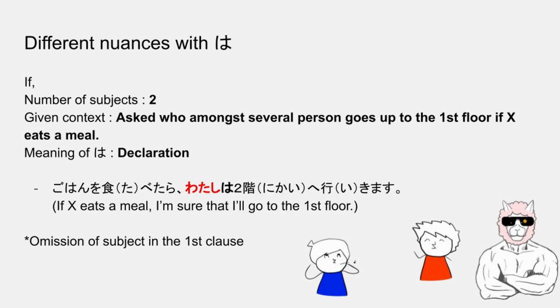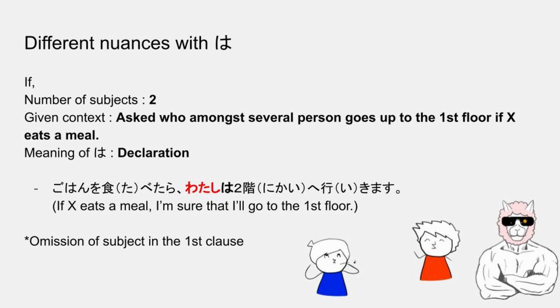And another example with the same sentence we just saw. If the number of the subject is 2, so there is one visible subject and another invisible subject. And the given context is like, I was asked, who among several people will go up to the first floor if X ate a meal? And the meaning of wa is declaration. The sentence, ご飯を食べたら私は2階へ行きます has the nuance as, after X has eaten a meal, I'm sure I'll go up to the first floor.